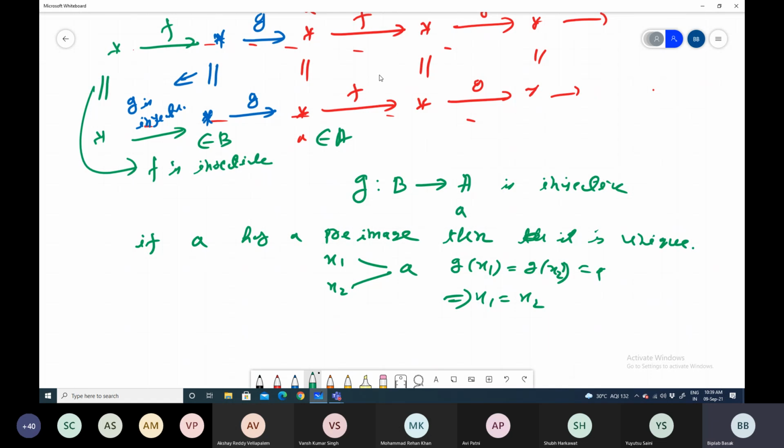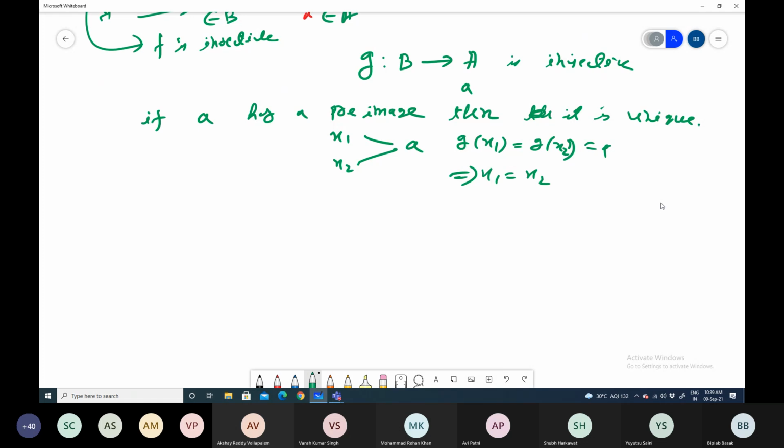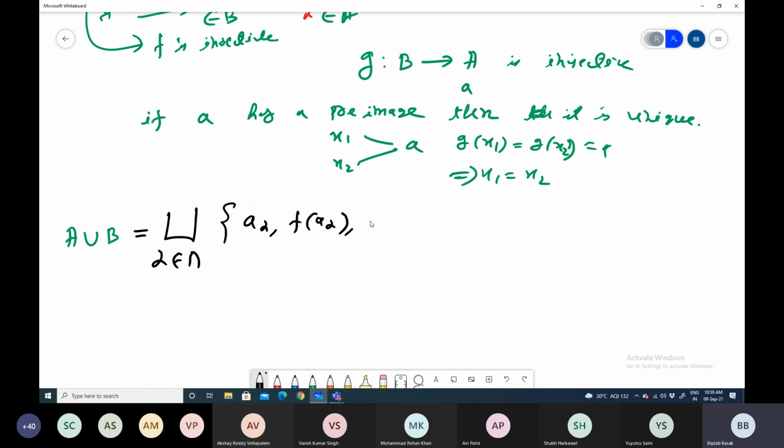Okay. So if any two elements of two sequences are the same, then all the elements will be the same. So that means you can write A union B as a disjoint union of this one: say A alpha, f of A alpha, gf A alpha, all those elements, and also G inverse A alpha, F inverse G inverse A alpha. So this is a disjoint union.